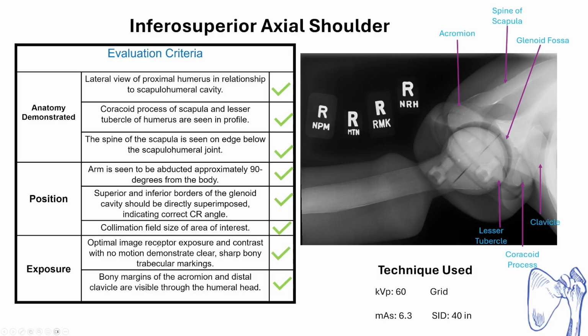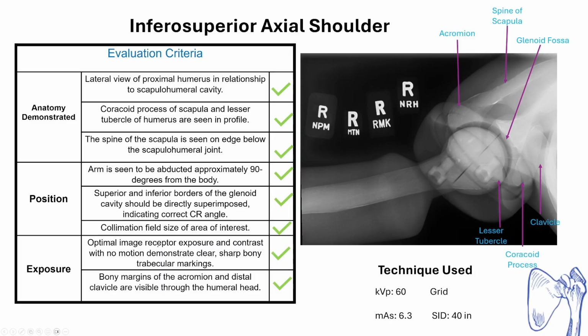Positioning criteria include the arm to be abducted approximately 90 degrees from the body, which is met in our image. The superior and inferior borders of the glenoid cavity should be directly superimposed, indicating correct CR angle. This is also met. And lastly, we need collimation field size to the area of interest, which is also met.